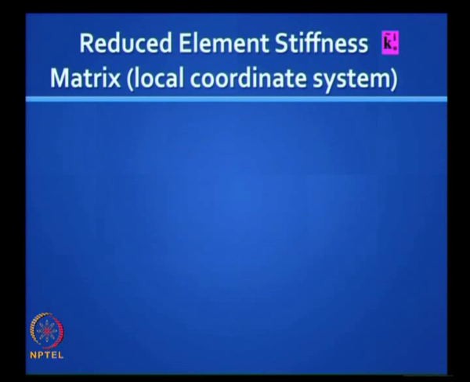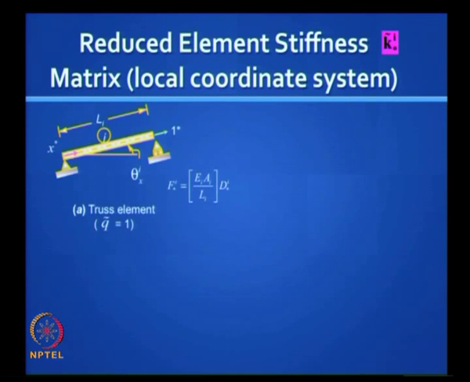So let us look at the different types of reduced element stiffness matrices. Take this, it is a 1 by 1 matrix, right, only 1 degree of freedom.